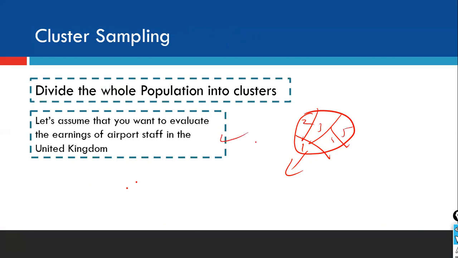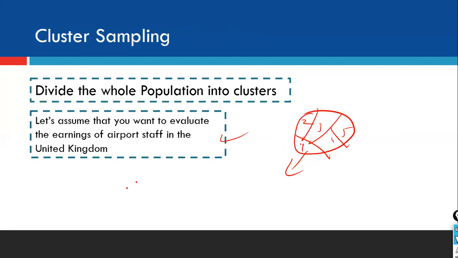Let's assume that you want to evaluate the earnings of airport staff in the United Kingdom. Let's say there are 400 airports in the United Kingdom itself. We just think that way. And each airport represents a cluster, and we randomly select 40 airports, and those 40 airports represent the primary data.